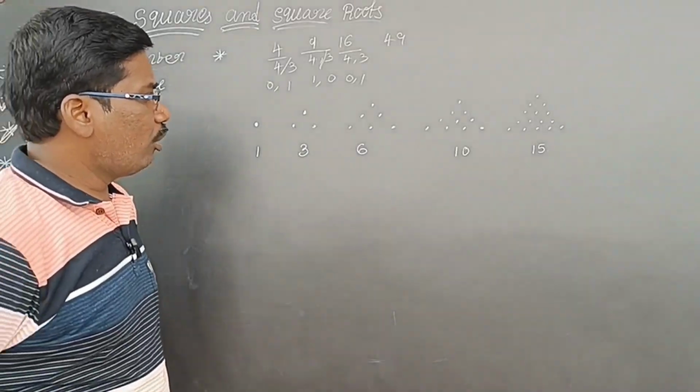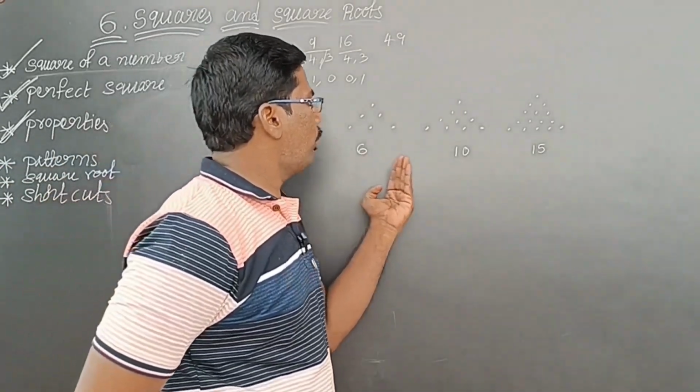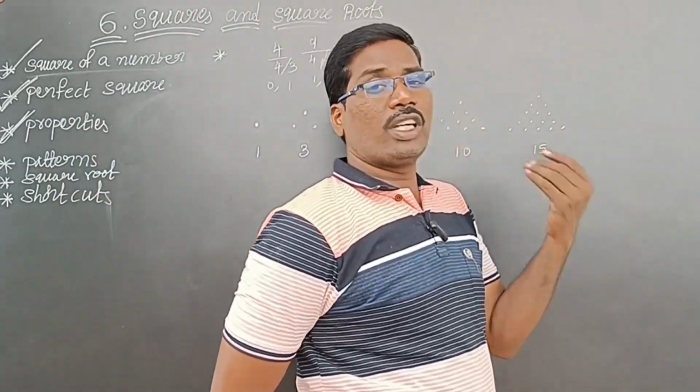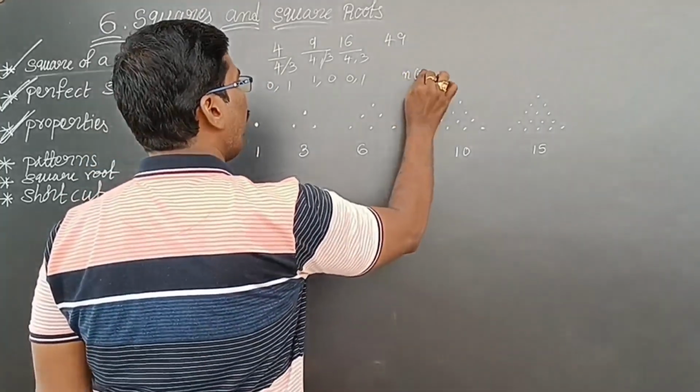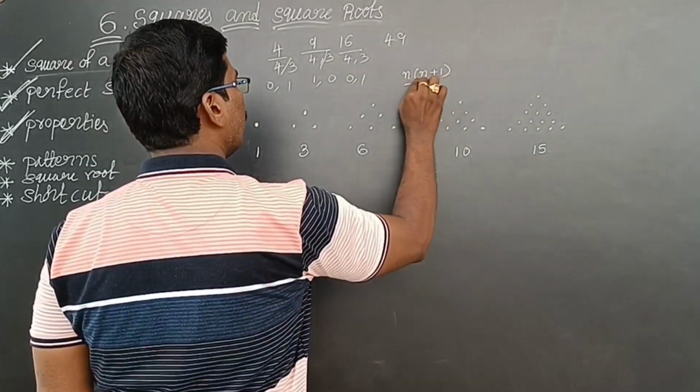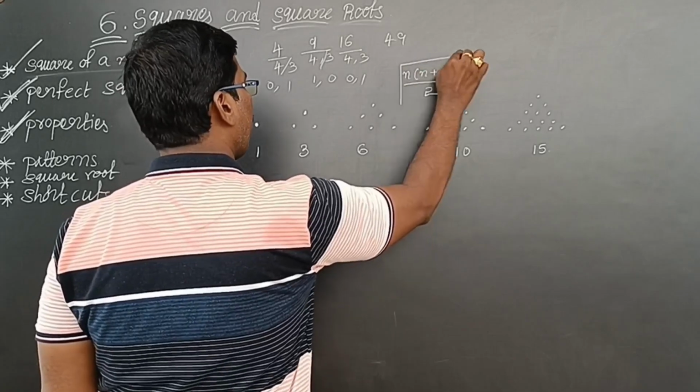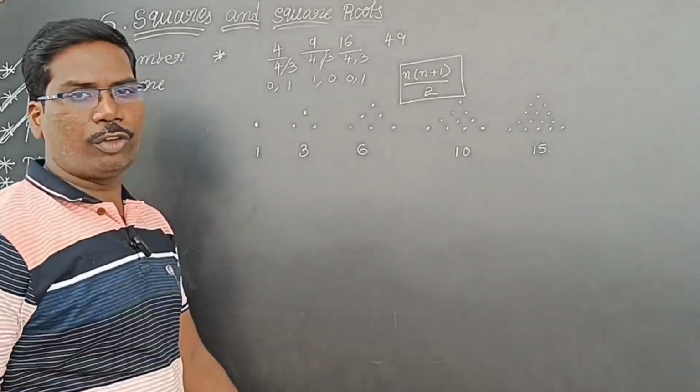So what are the first triangle, second triangle, third, fourth, fifth, and sixth triangle numbers? What is the nth triangle formula in this pattern? The nth triangular number is n into n plus 1 by 2. This is the nth triangle formula.